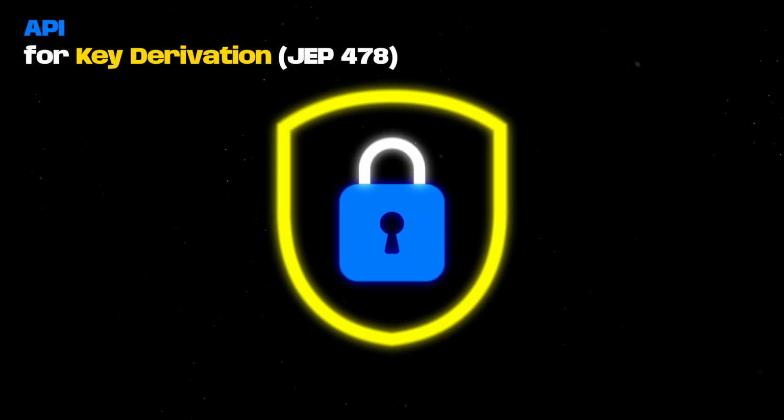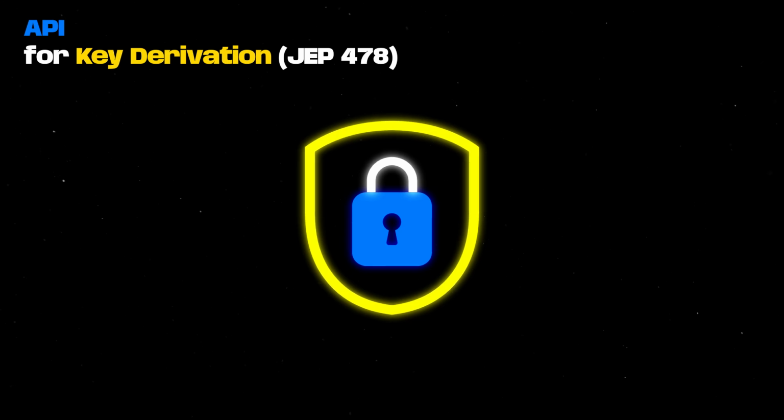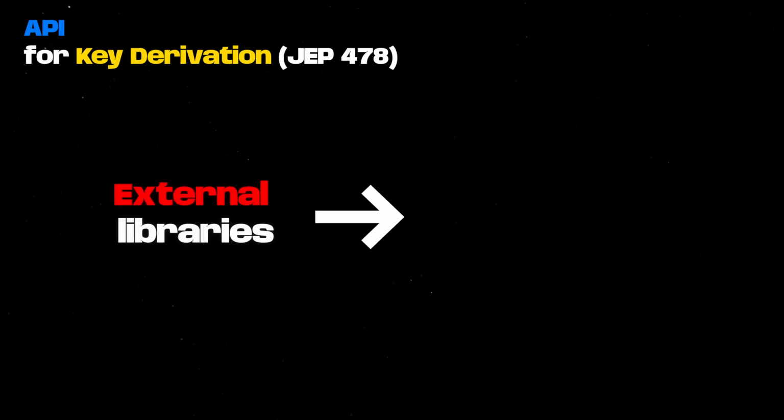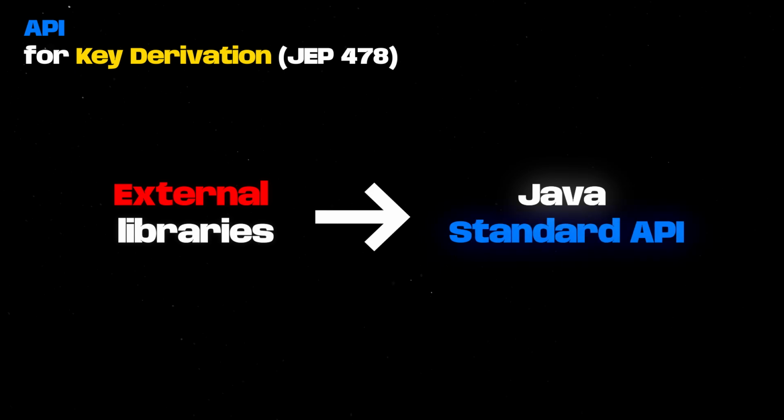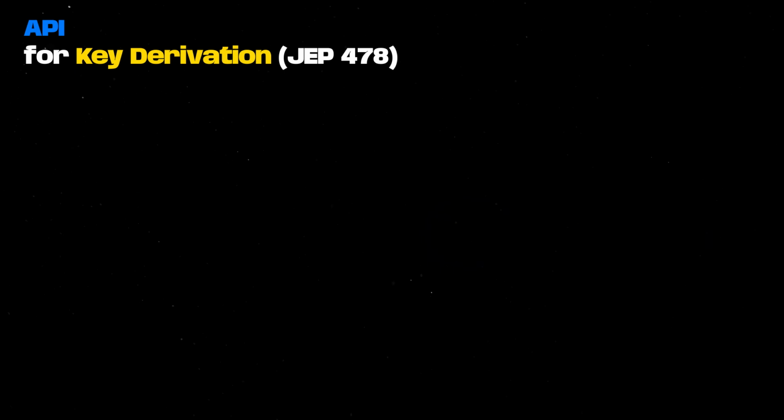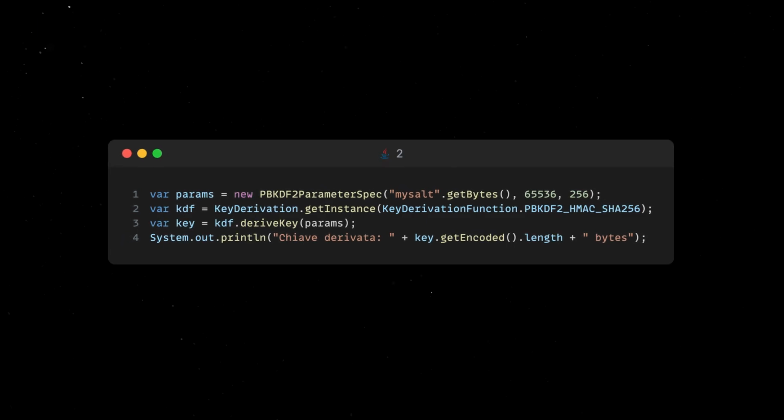Next, we have the Key Derivation API. Now you can generate cryptographic keys more easily and securely without external dependencies. And what does this mean? It means enhanced security, as we can now transition from external libraries to Java's standard API in our code. Okay? Here on screen, you'll now see a small snippet of the code. Great! This is a practical example of how to use Java's new APIs.